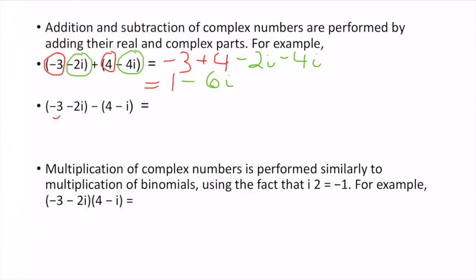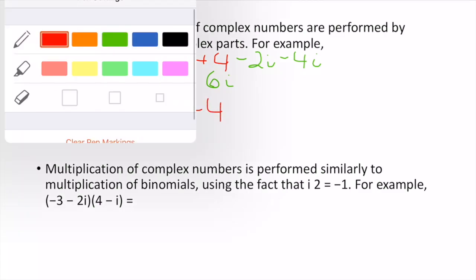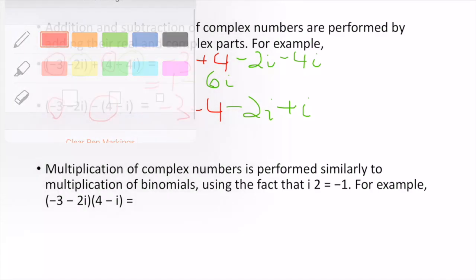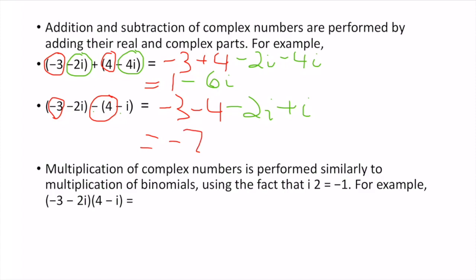For this one here, we got -3. Don't forget to distribute in this negative sign here. But we have -3 minus 4, and then we have -2i plus i, just because we have a negative and a negative here. So simplifying, we're left with -7 minus i. So adding and subtracting, pretty simple. We just stick to collecting like terms.